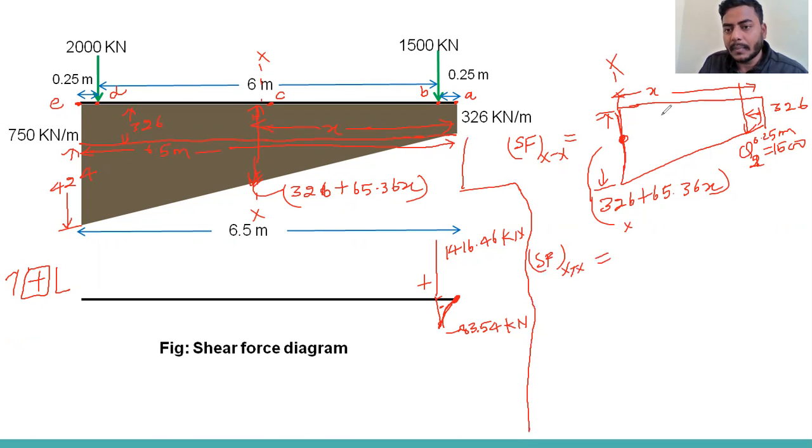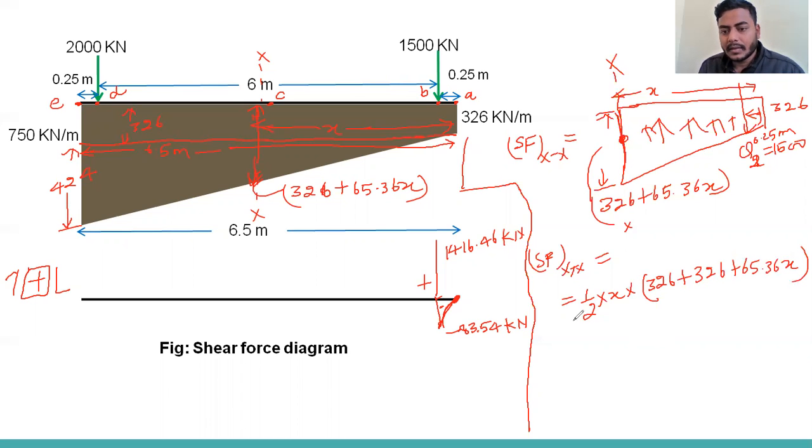For this UDL load acting in the upward direction, this will be negative, so we will take the area. Half into length, that is x, into the sum of parallel sides, that is 326 plus 326 plus 65.36x. This will be minus. Then the concentrated load is coming, that will be plus, that is 1500 kilonewton. Once we draw where the shear force is 0, by taking the shear force 0 on the x-axis, we will get the x value.